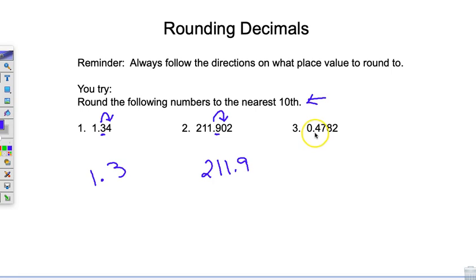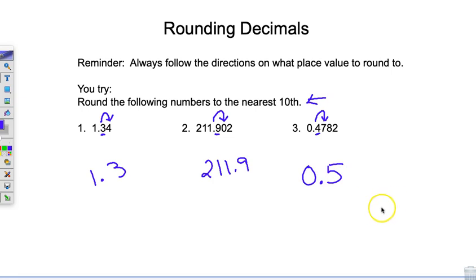In this example, we have a decimal right here. The 4 is in the tenths position. I still look next door. Because that is a 7, I'm going to round that 4 up to 5. This 0 right here is really just a placeholder. It's just to make sure you see the decimal. So the 4 does become a 5 because that 7 is 5 or greater.